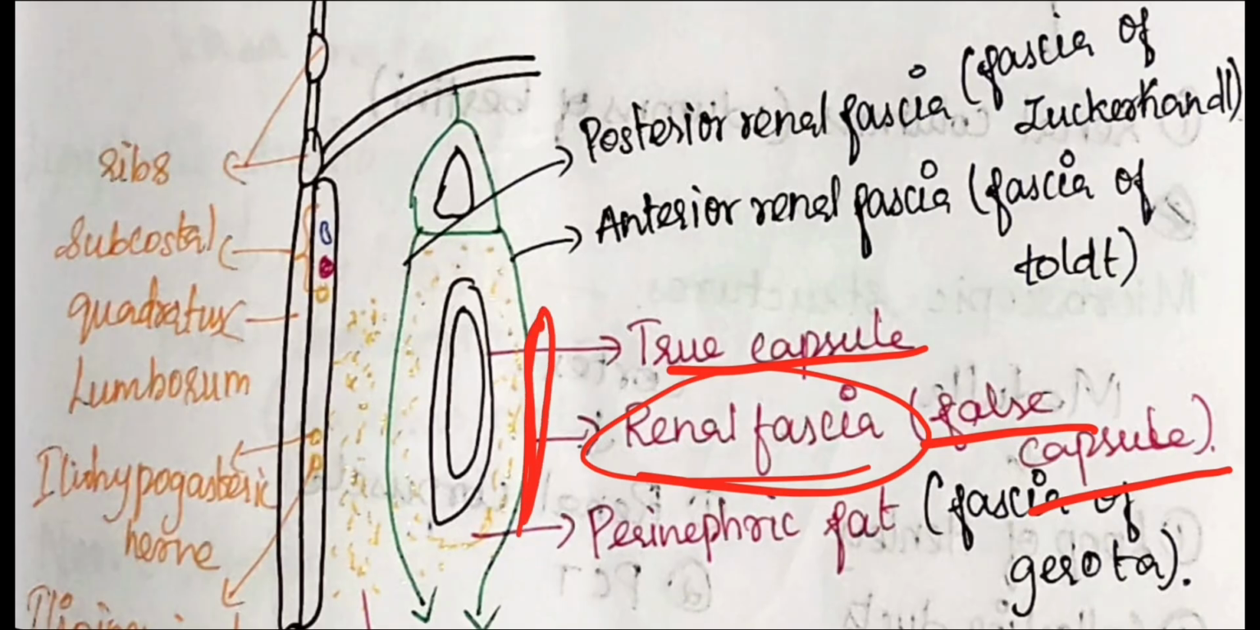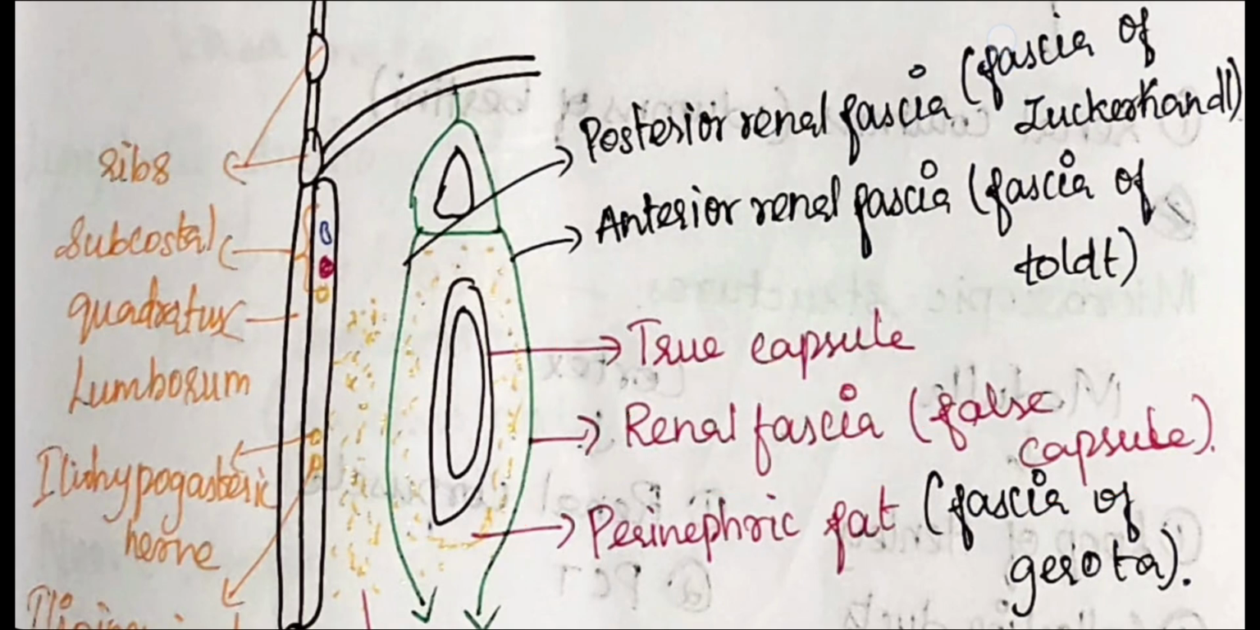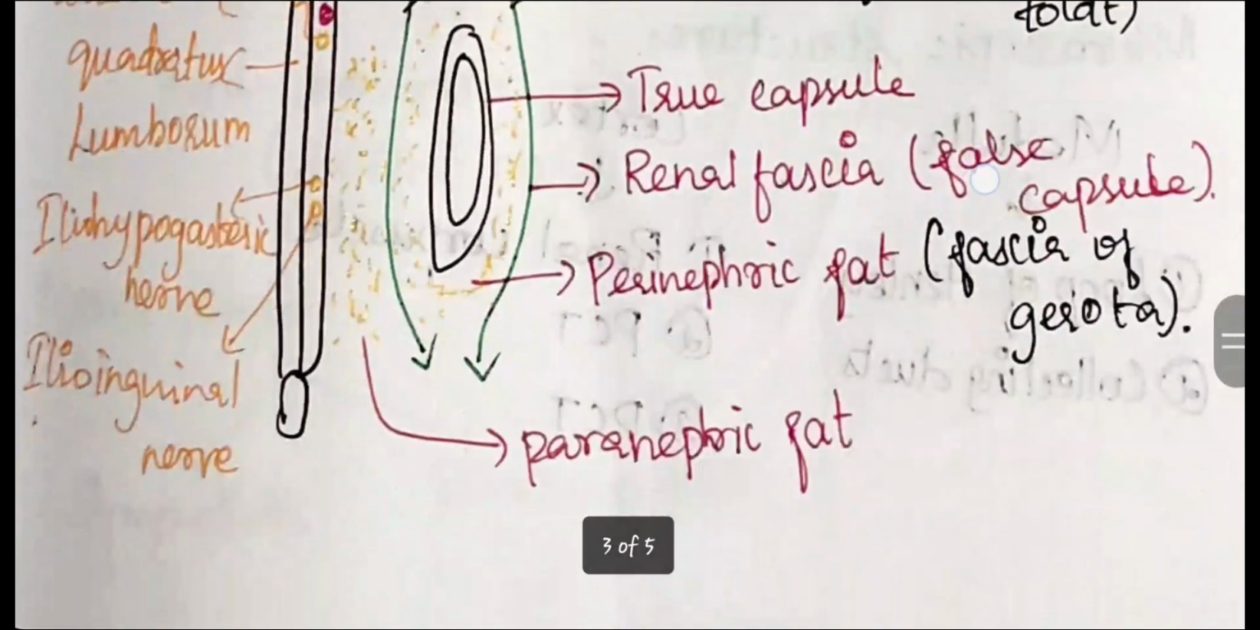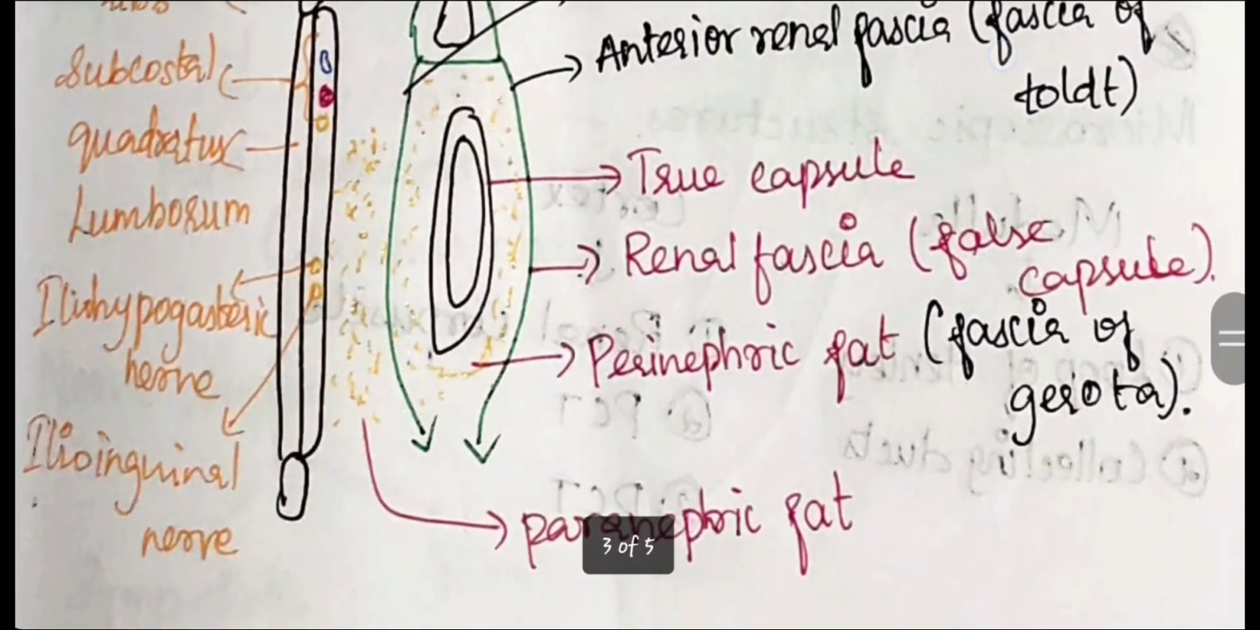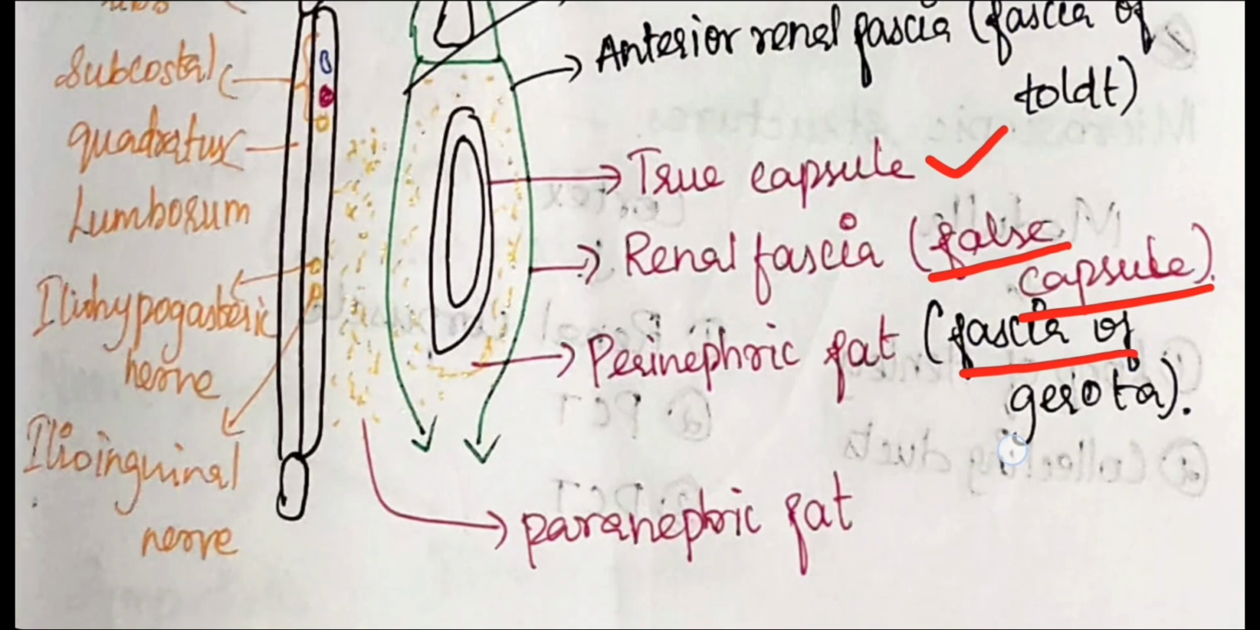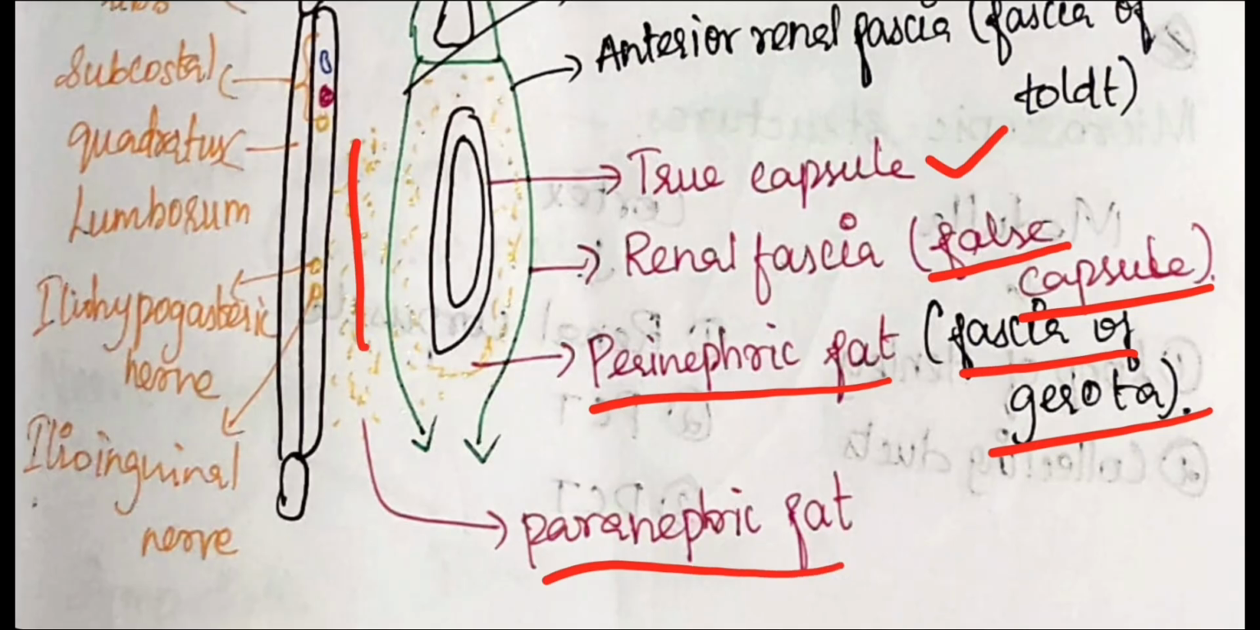So first we have to see the layers of the capsule. First we have the false capsule, and between it the perinephric fat, and we have the true capsule, and we have paranephric fat. Coming first to the true capsule, it is closely related to the kidney. The false capsule is also known as the fascia of Gerota. Perinephric fat and paranephric fat are present around the kidneys.